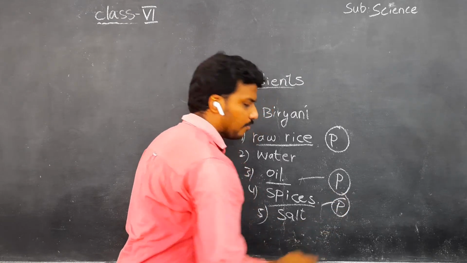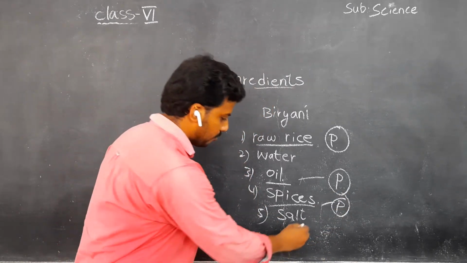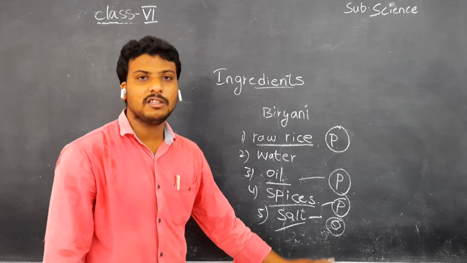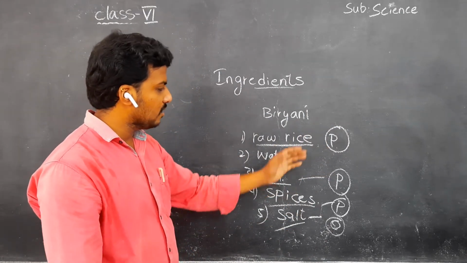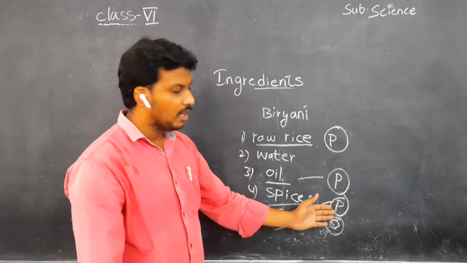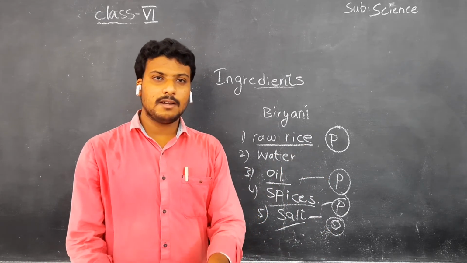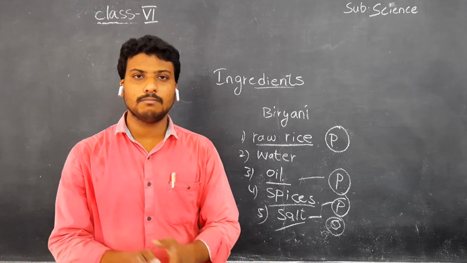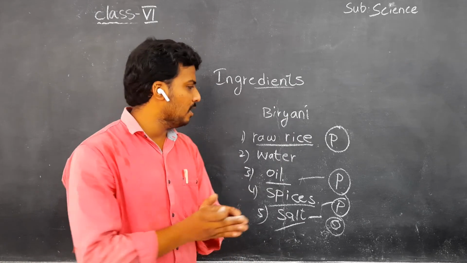Understand, children? And salt. Where does the salt come from? Oceans. This is external. Means I am keeping here O, meaning other source. See, when I mentioned these materials, out of them 1, 2, 3, 4 are plant sources and the salt is the other source. Like that, we get eggs and meat and milk from animals, children.